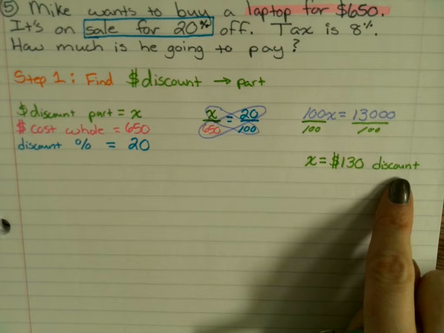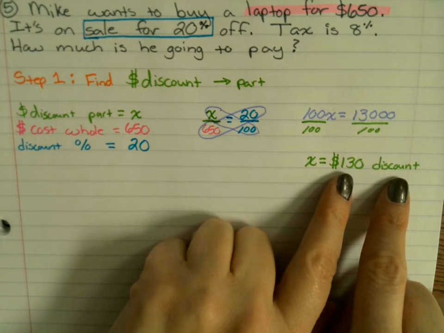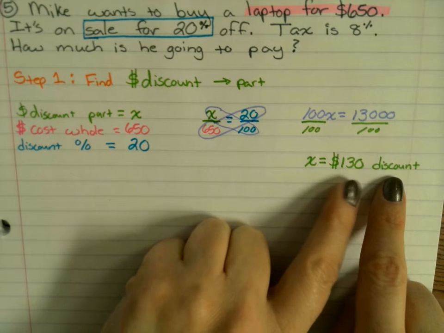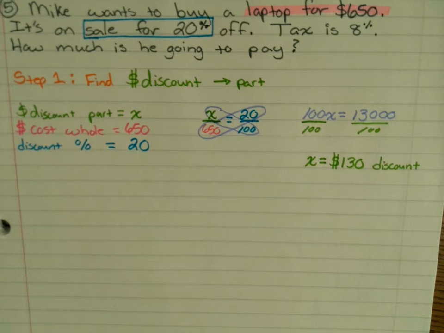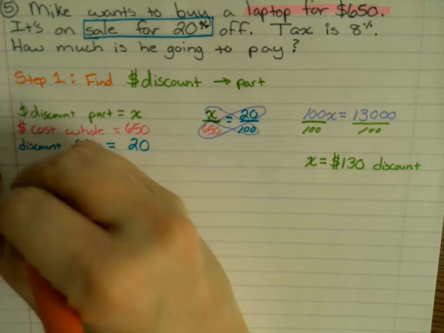Okay, so we found out how much the discount is. Now we've got to use that discount. How do we use the discount? How does a discount work? What do we do with a discount? If something is discounted, we do what, Javen? Subtract it from the cost, right? From the $650. Good. So that's our step 2.